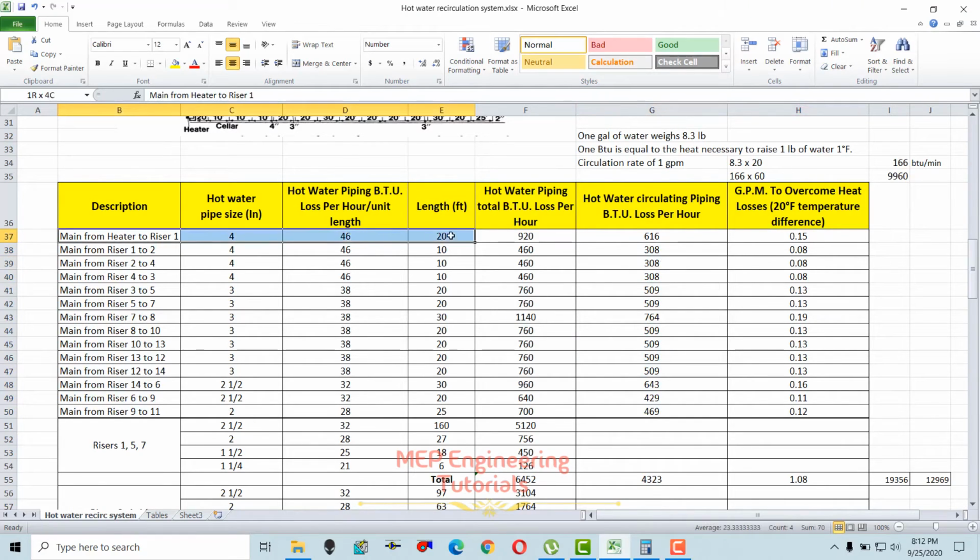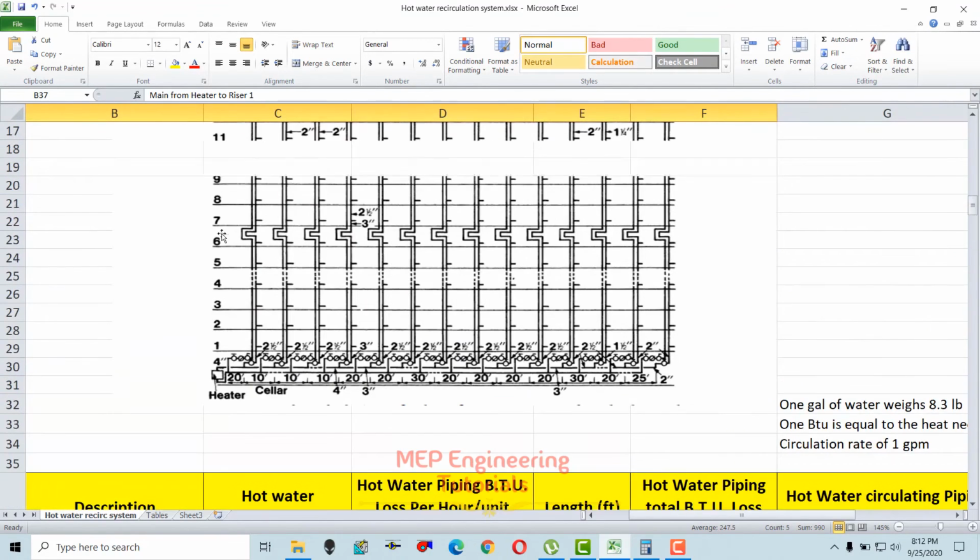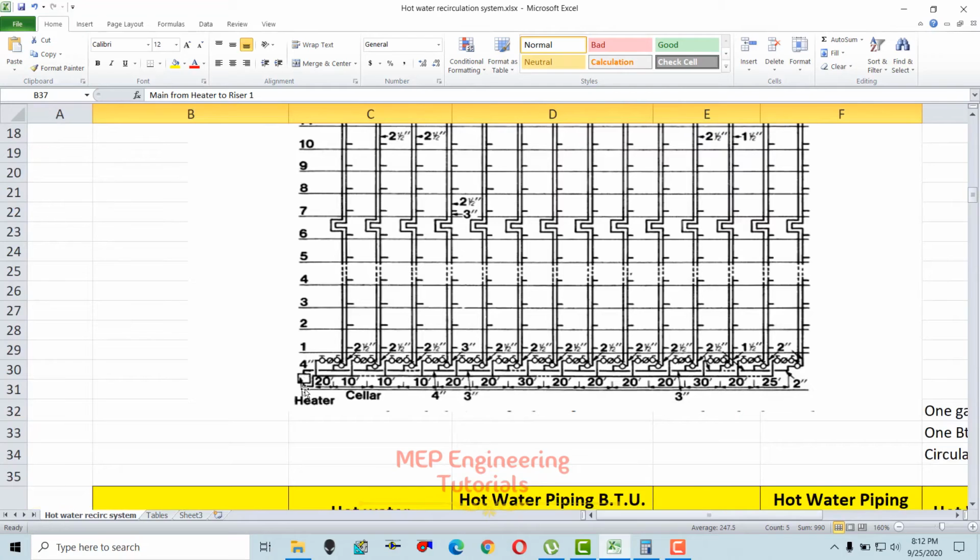First of all, I'm going to take the main from the heater to riser 1. As you can see, this is the heater which we have here, and this is the hot water supply piping. The size of this pipe is 4 inches, and the sizes for the recirculation pipes are unknown, so we are going to calculate them.